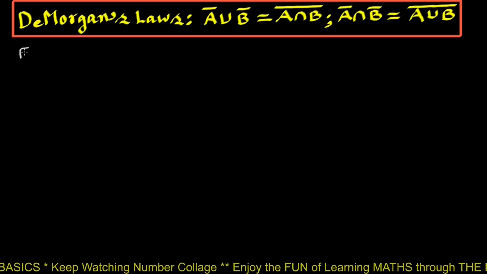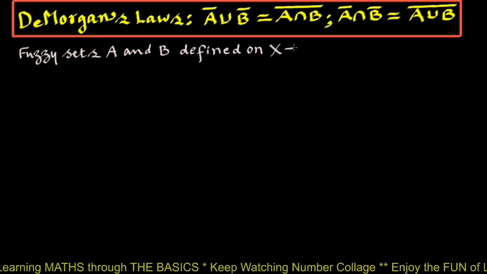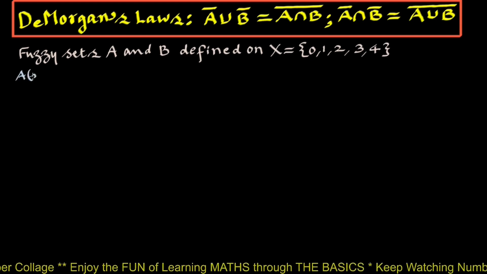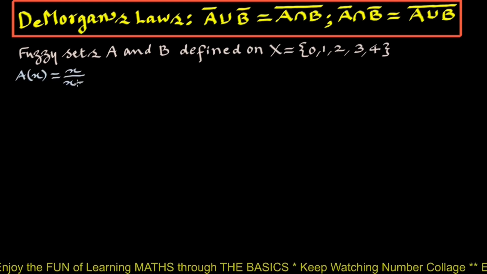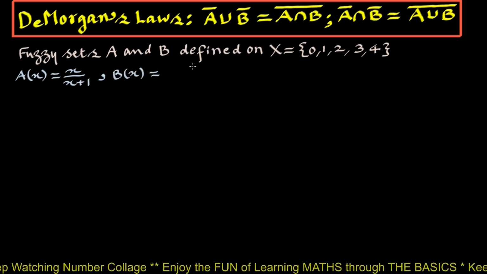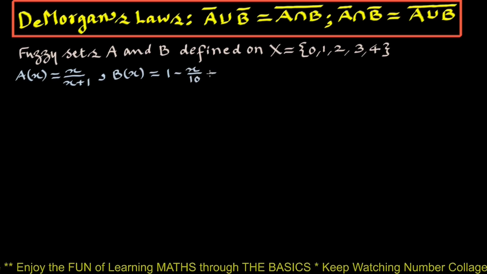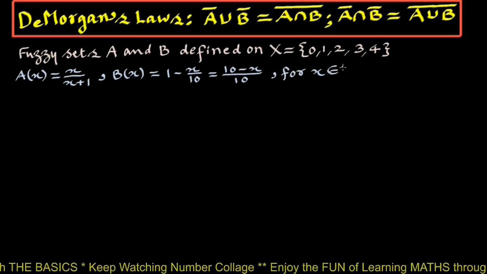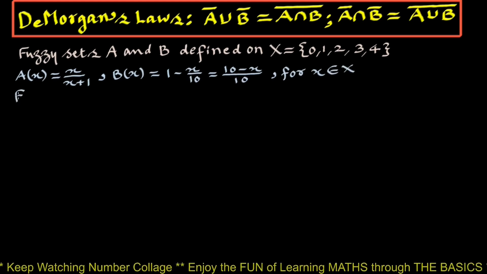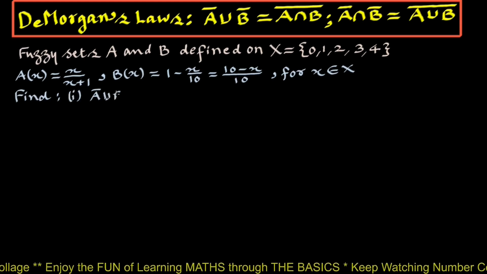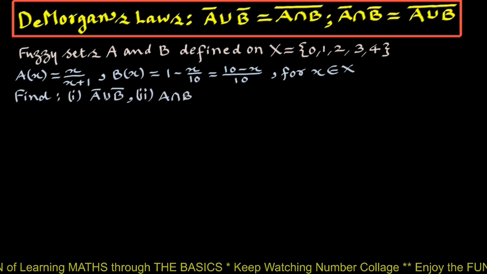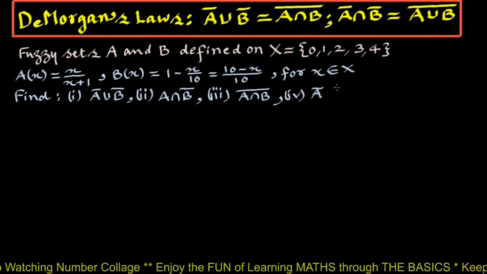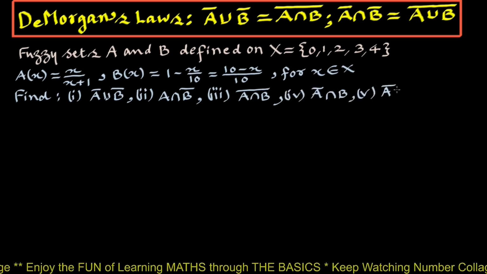Let fuzzy sets A and B be defined on X equals 0, 1, 2, 3 and 4. Grade value A of x is x upon x plus 1. Grade value B of x is 1 minus x upon 10, that is 10 minus x upon 10, for x belonging to universal set capital X. We have to find number 1, A bar union B bar, 2, A intersection B bar, 3, A intersection B whole bar, 4, A bar intersection B, 5th, A bar union B.